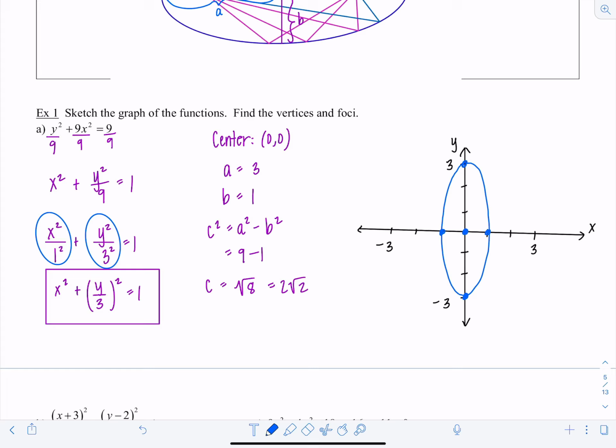Okay, so now I want the vertices. The vertices are the endpoints of the major axis. Here is the major axis. It's just the longer one, 2a. So what are the coordinates of the vertices?